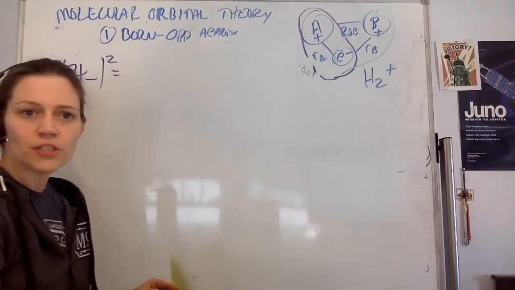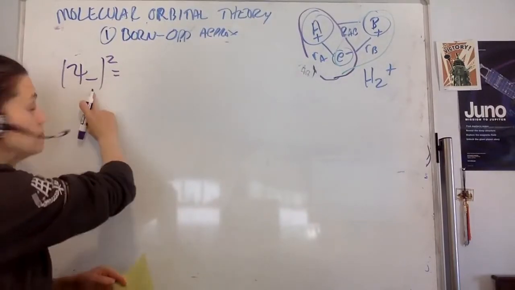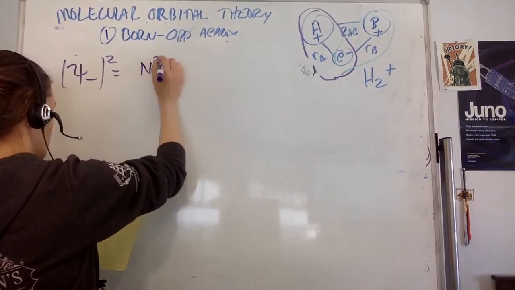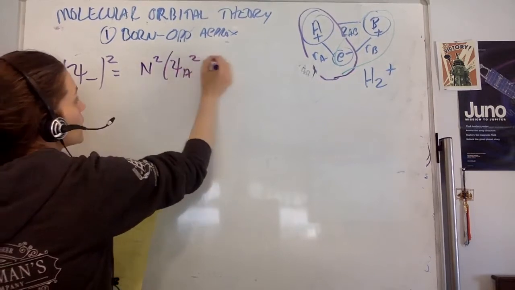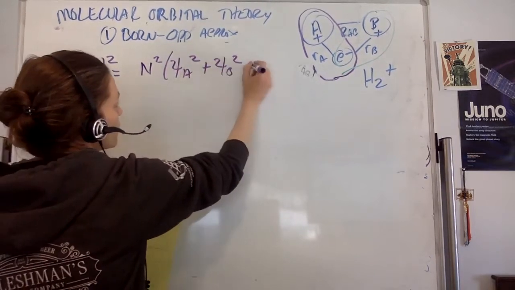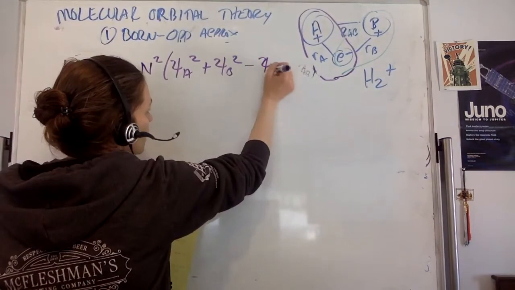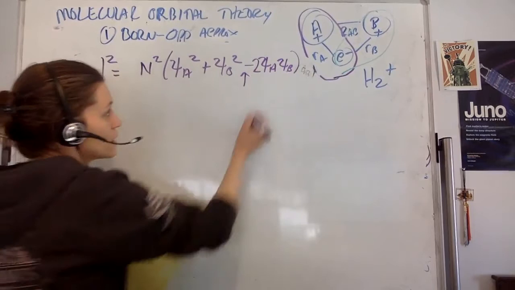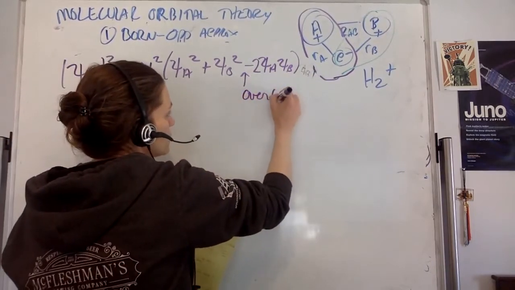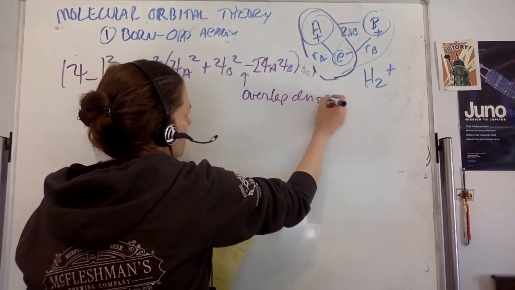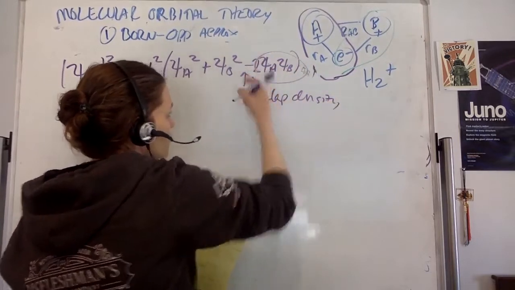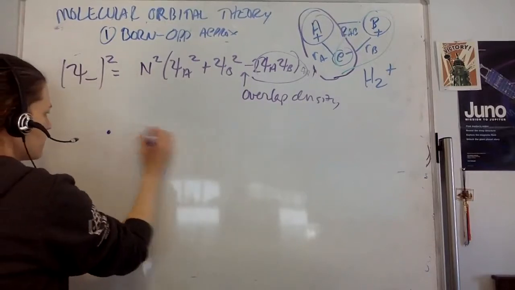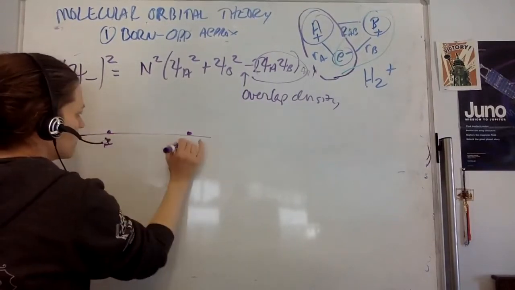Okay, so now I'm going to show you what psi negative squared is going to be. So this would be n squared times psi A squared plus psi B squared minus 2 psi A psi B. Because now you have a minus sign, this whole thing is the overlap density. I shouldn't have erased it, so this is A and this is B.